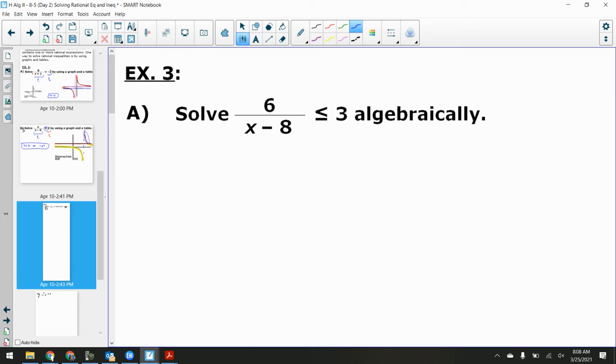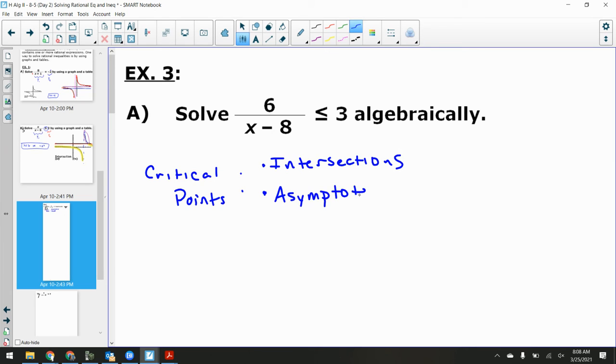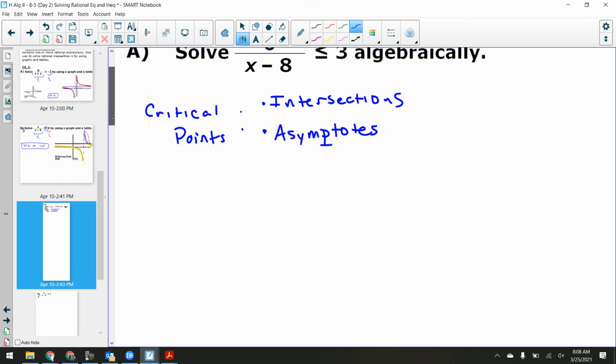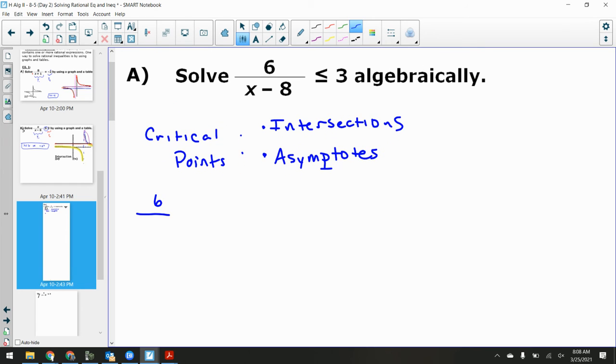So here's what I mean. I've got to find my critical points. Now my critical points are any intersections or any asymptotes. Asymptotes. I always forget the P in asymptotes. All right, so let's find the intersection first. Let's find the equality. 6 over x minus 8 is equal to 3.